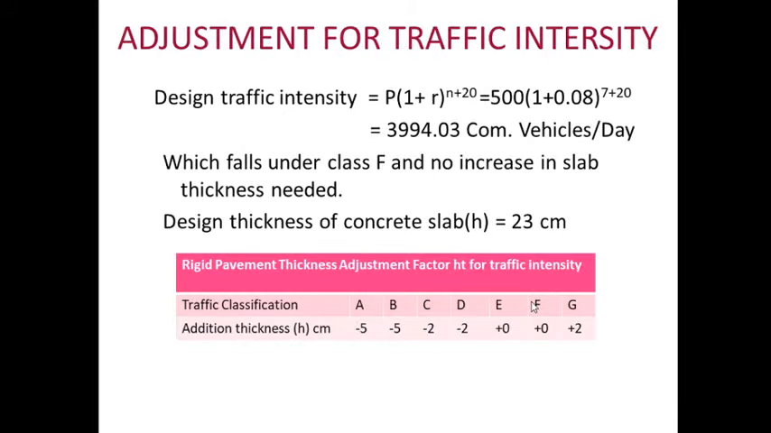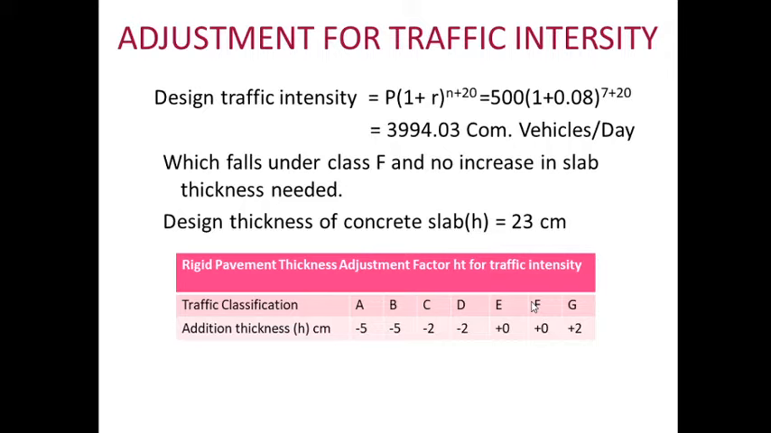So this is the formula for design traffic intensity in future. If you know the traffic intensity is 500 commercial vehicles by the year 2012, then by the year 2019 the number of commercial vehicles is 3994.03, where N is the difference between the last traffic count and 2019. The last traffic count is 2012.